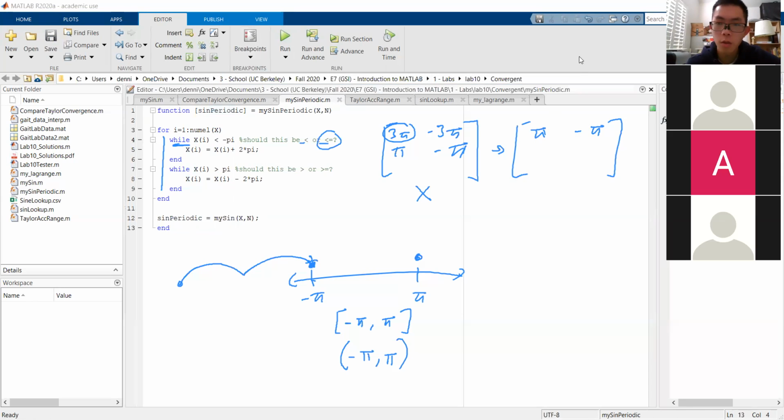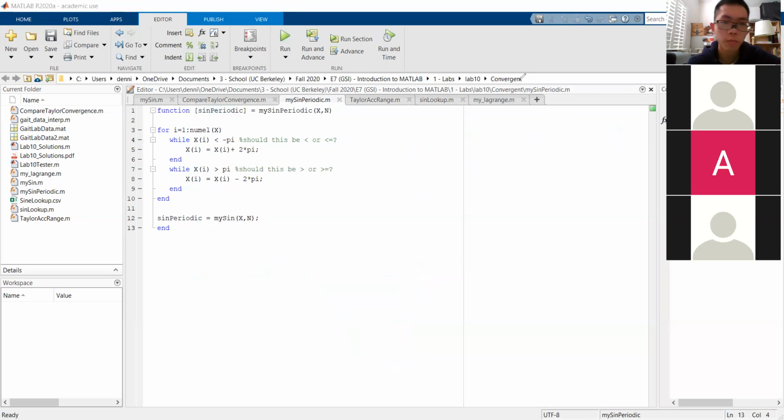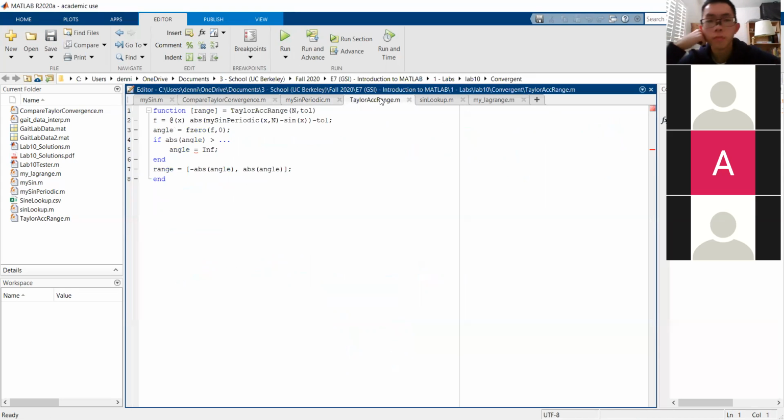Okay, clearing in 3, 2, 1. That was my sine periodic. That was 1.3, one of the ones I showed full solutions for. And here it's just another error check. How are we going to check whether this thing is accurate?